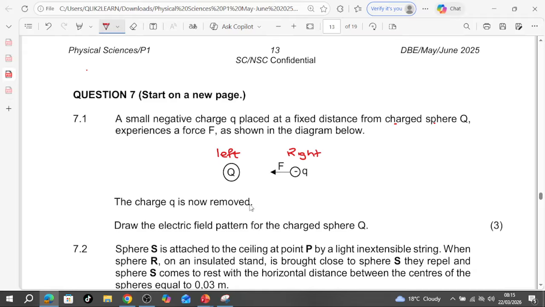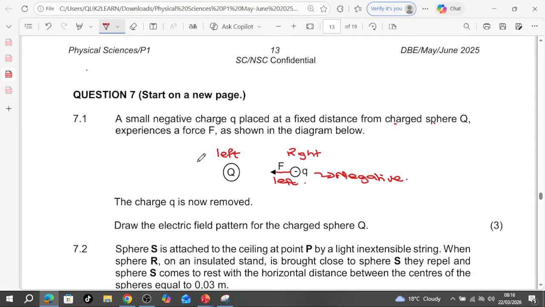Now, small charge q is negative. That's what we know so far. And then the force on q is pointing to the left, which is towards Q. We can see that the arrow is to the left. So now, after reading this diagram carefully, we need to decide whether the force is attraction or repulsion.